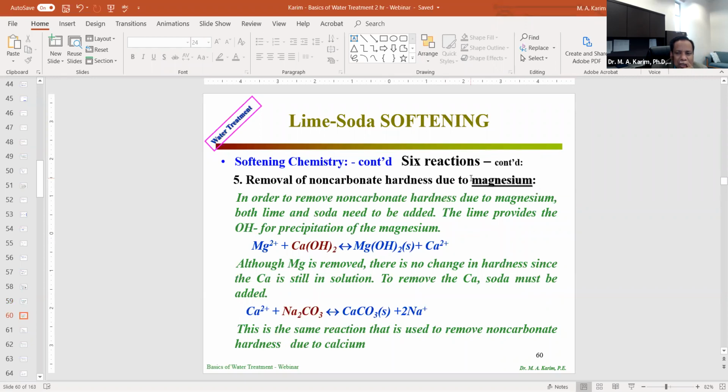The non-carbonate hardness due to magnesium: magnesium and calcium hydroxide again give magnesium hydroxide solid. Although magnesium is removed, there is no change in the hardness since the calcium is still in the solution. To remove the calcium, soda must be added. So here is the soda. We added soda, and it became calcium carbonate and sodium again. This is the same reaction that is used to remove non-carbonate hardness due to calcium. So the calcium non-carbonate hardness we remove this way, and magnesium non-carbonate hardness can be removed by these steps.